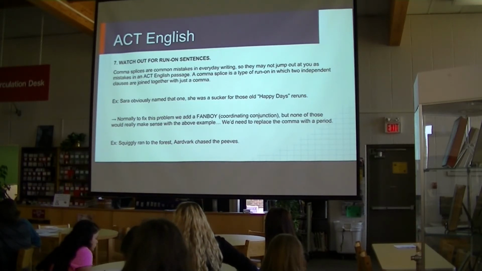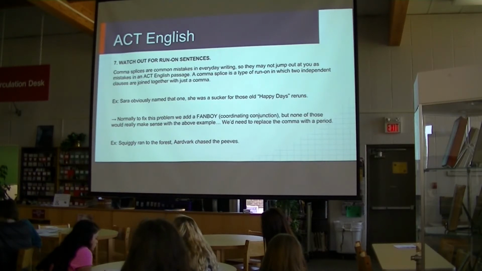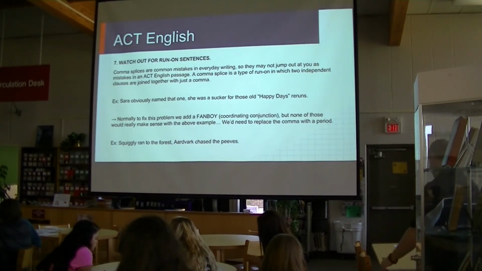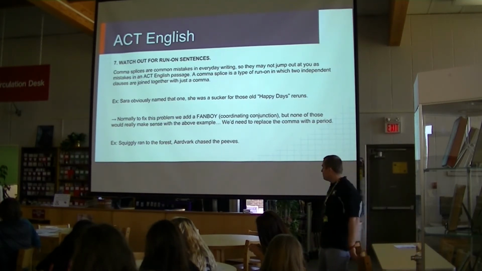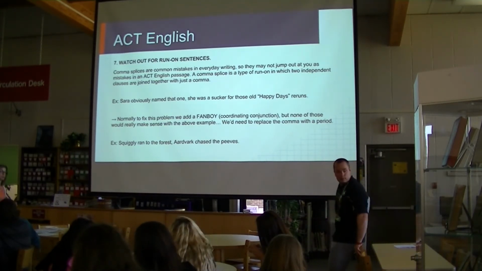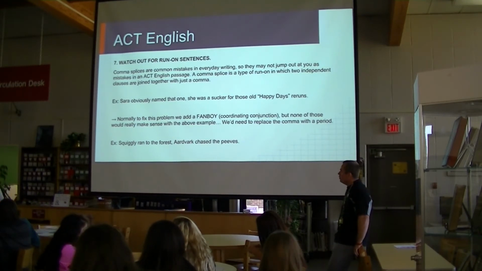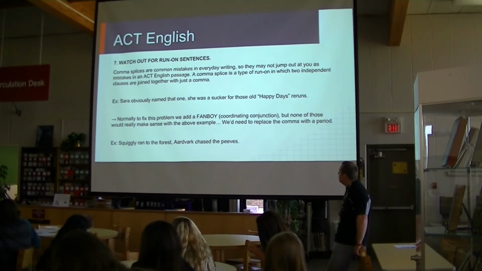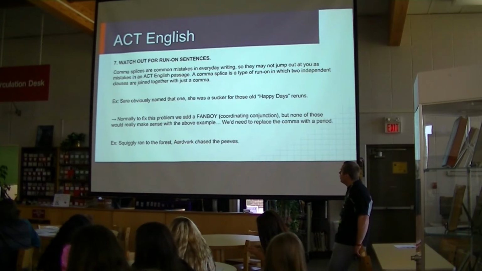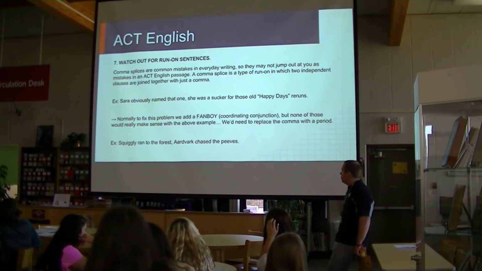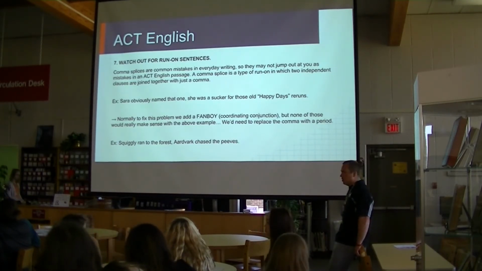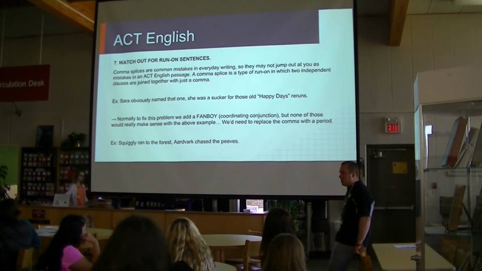These are big. We often see these mistakes, especially on ACT questions. When we talk about, in my classes, our areas of weakness, almost every student says comma splices. We don't recognize them as easily because a lot of times we use them not knowing. So you can't just take two sentences and put them together with a comma. It doesn't work. Okay. So here's an example. Sarah obviously named that one. That's a complete sentence. She was a sucker for those old Happy Days reruns. That's also a complete sentence. I need some other stuff there.